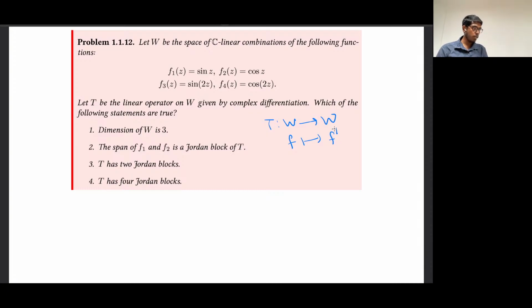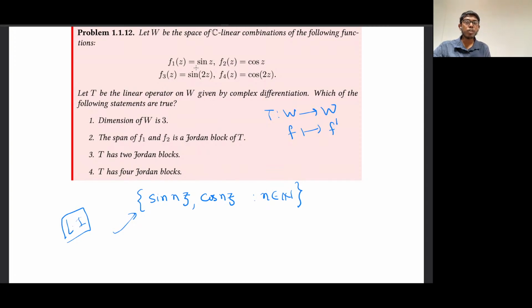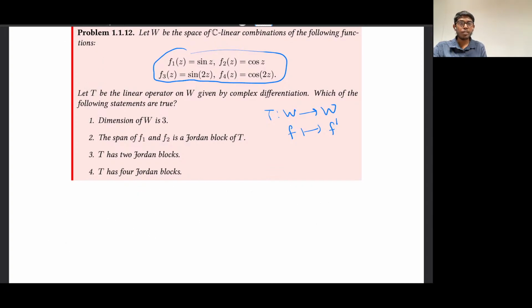Okay, let's try this. See, F1, F2, F3, F4 all are linearly independent. So basically this sine nz and cosine nz, such that n is in N, these are all linearly independent things. So let's write down what is F. So let's write down the matrix of T.